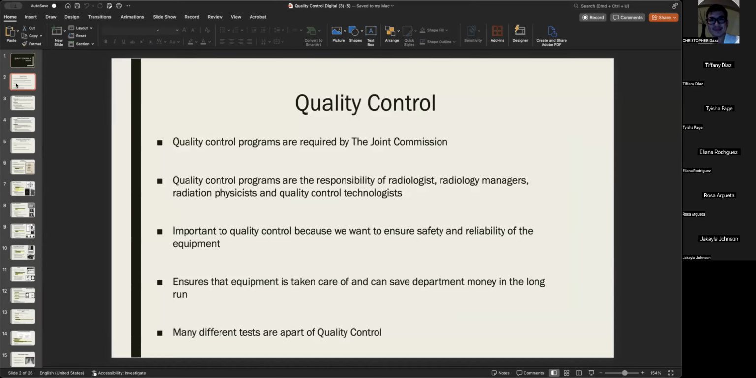But when we talk about quality control, what we're talking about is a system where we are looking at our equipment, right? We want to make sure that our equipment is up to standard, that it's safe and that it's reliable to operate. Because if you think about it, we're using this on patients, right? And so if we're going to use it on patients, we need to make sure it's safe. And so quality control programs in that regard are required by the Joint Commission. The Joint Commission who comes and surveys hospitals, make sure they're operating properly. The Joint Commission actually requires quality control programs to be part of a radiography area.